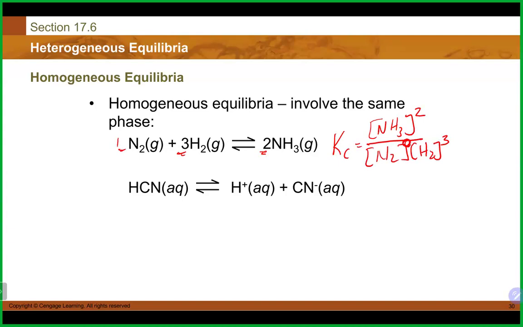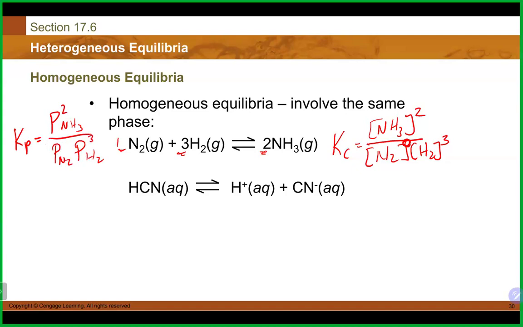In this particular case, because they are gases, we could, if we wanted to, also write a Kp expression. Once again, it works the same way, just the partial pressure squared of NH3 divided by the partial pressure of N2 and the partial pressure of H2, which would need to be cubed in this particular case.